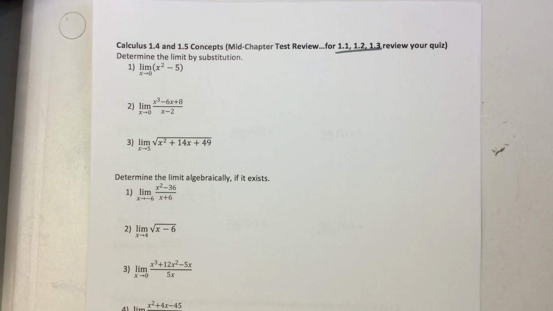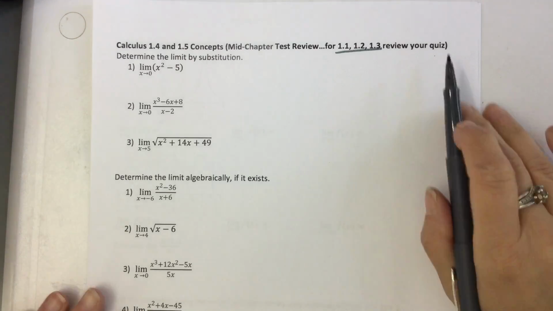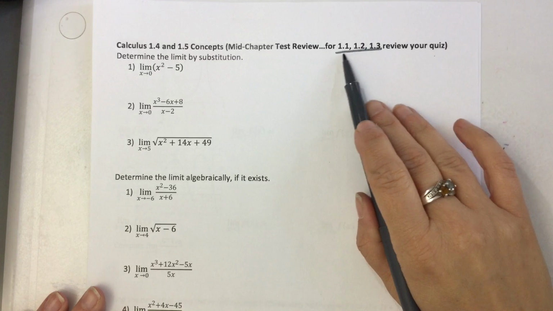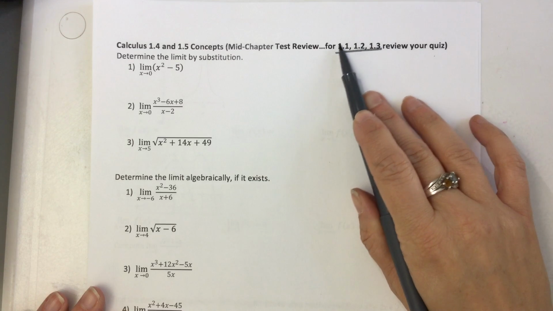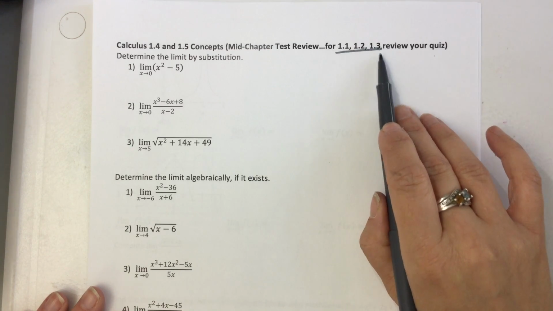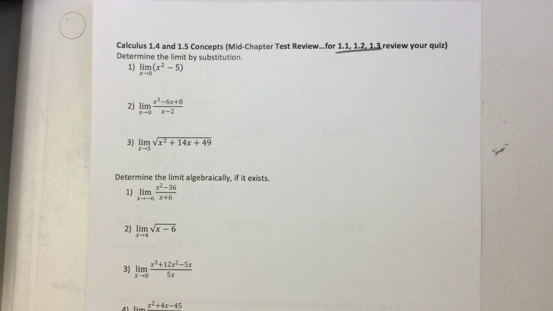Becker. Today we are reviewing for a calculus mid-chapter exam. Now this mid-chapter exam will cover sections 1.1, 1.2, 1.3, 1.4, and 1.5. Today we will look over the topics that we covered in 1.4 and 1.5. We had a quiz that covered all of the different topics from 1.1, 1.2, and 1.3. So what I suggest is that you review your quiz to cover those concepts. Okay, and we will start looking at 1.4 and 1.5 right now.